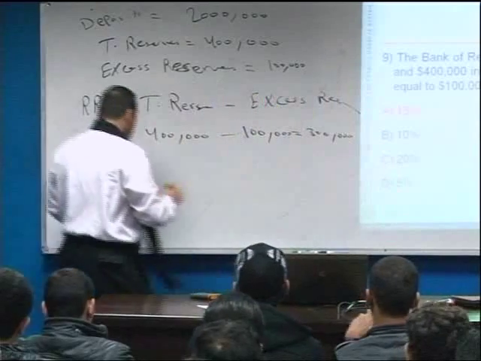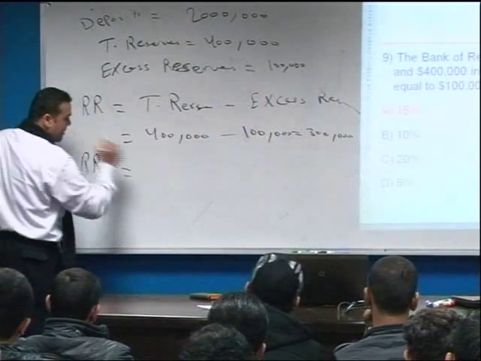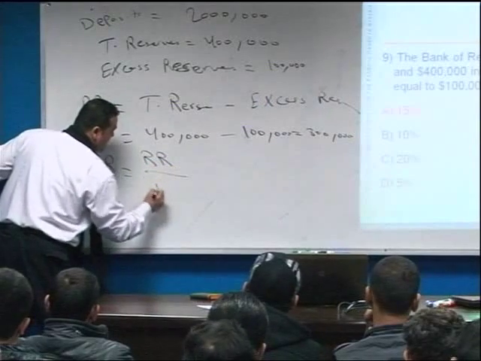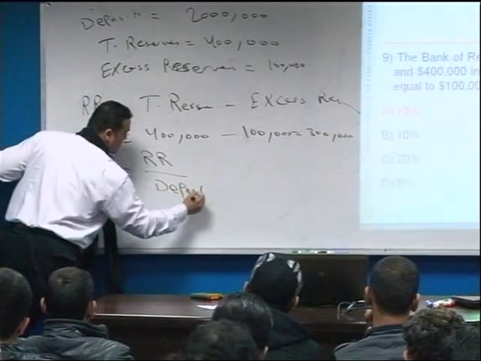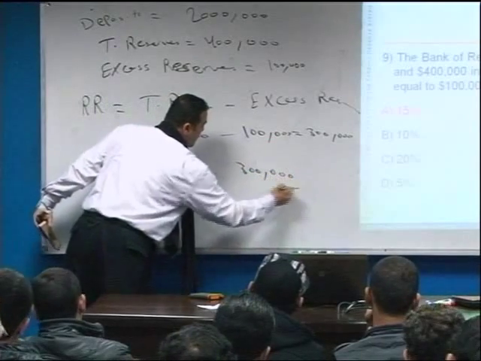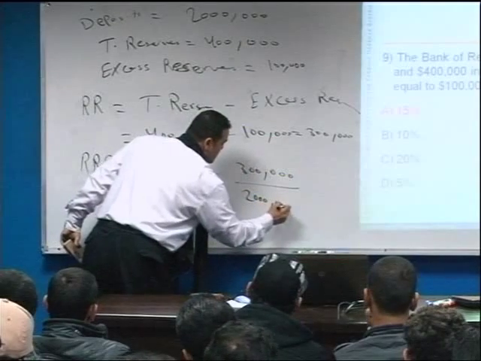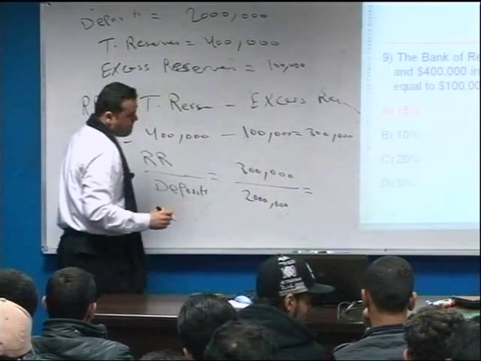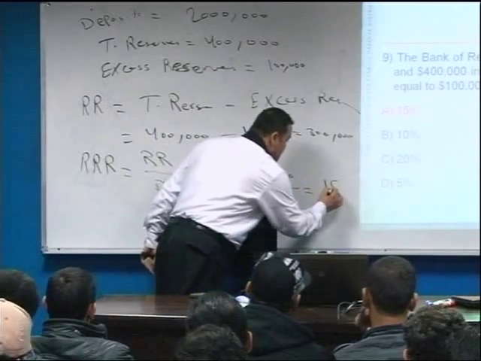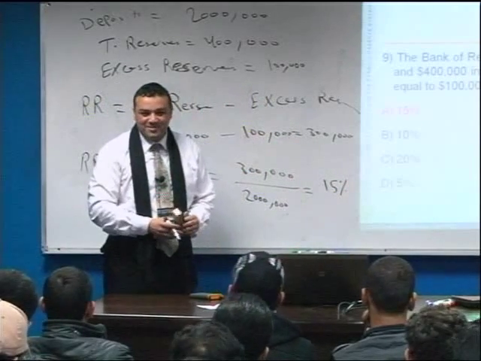Required reserve over deposit. So the required reserve ratio equals required reserves over deposits, which equals 300,000 over $2 million. Equals how much? Exactly 15%. Right? Difficult matters.